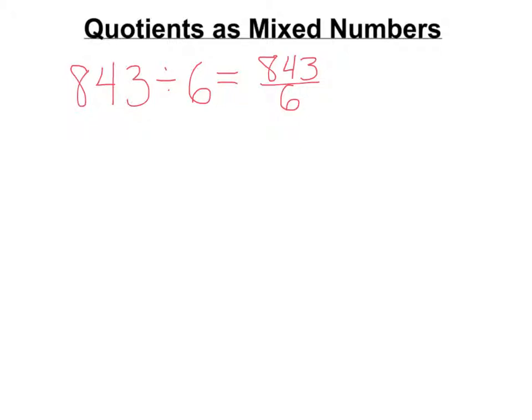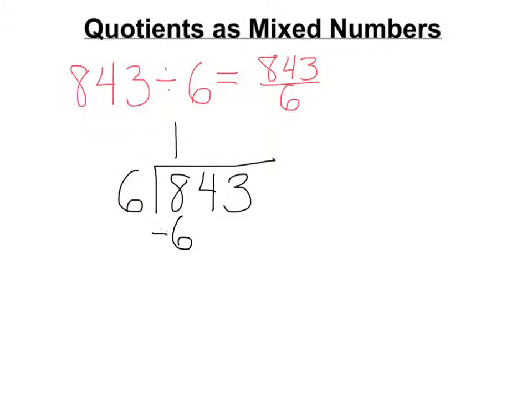But the real way that I'm going to do this problem is by using a division box. So, division box, the first number always goes on the inside, and the second number on the outside. And now we're ready to divide. So 6 goes into 8 once, and 1 times 6 is 6. Subtract, and I get 2. Bring down the 4.